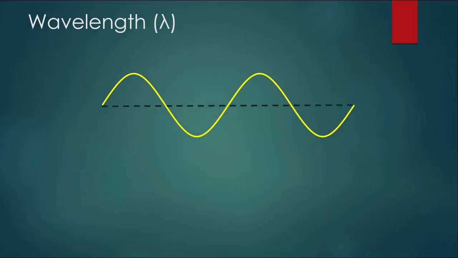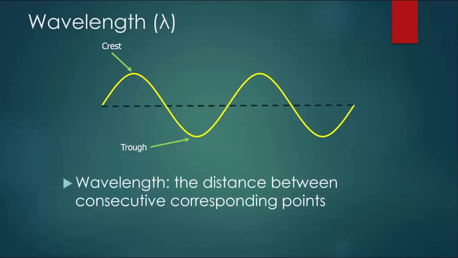Before we go any further, let's introduce a couple of terms that will help us describe the different parts of a transverse wave. The peaks of a transverse wave we'll call crests, like the crest of a hill. The valleys of a transverse wave we'll call troughs, kind of like the thing a pig eats out of a trough. So with that terminology in mind, we can say that the wavelength of a wave is the distance between consecutive corresponding points. Wavelength, being a length, is measured in meters.